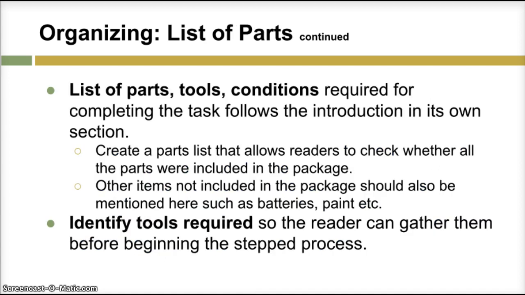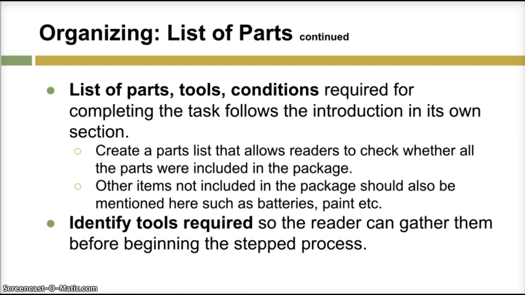Next, you want to have a list of parts. So list of parts, tools, conditions, anything that's required for completing the task follows the instruction in its own section. Create a parts list that allows the readers to check whether all the parts were included in the package, and any other items not included should also be mentioned here at this point, such as batteries or paint.